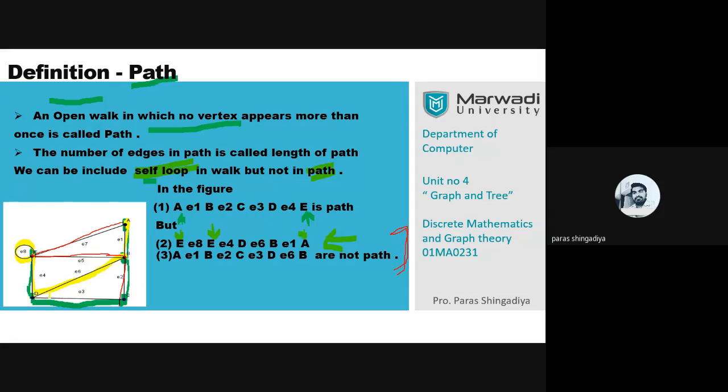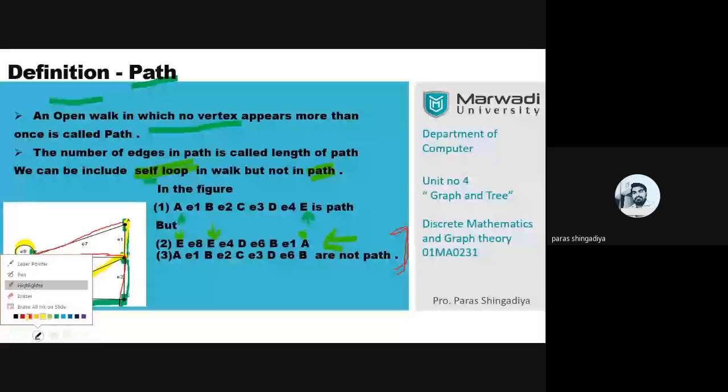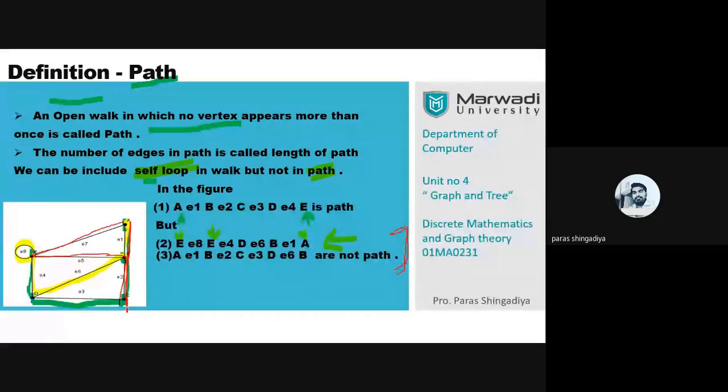Okay, so that is a simple one. Second example: A, E1 B, E2 C, E3 D, E6 B. Clear? This route, in which I did not include the loop, is also not a path. Let us check. You start your journey at A, E1 B, E2 C. Clear? Then E3 D, and E6 to B, and that's all. Clear? You end your journey at the place B.